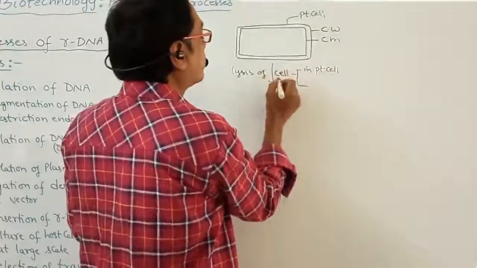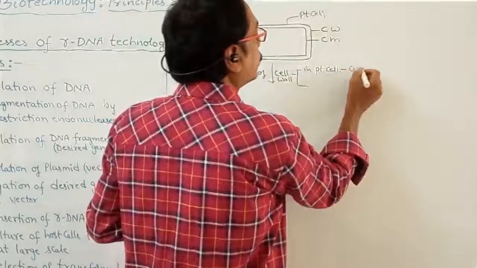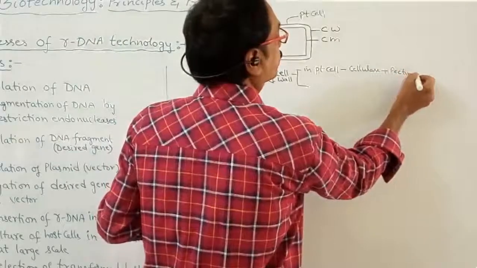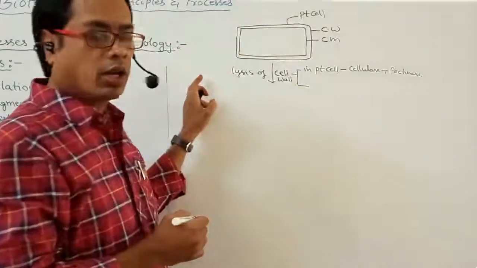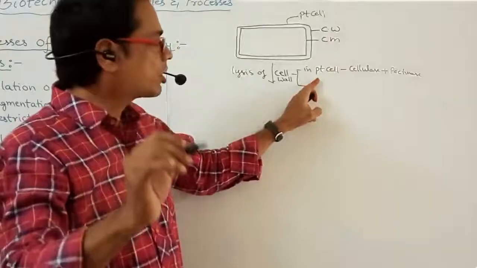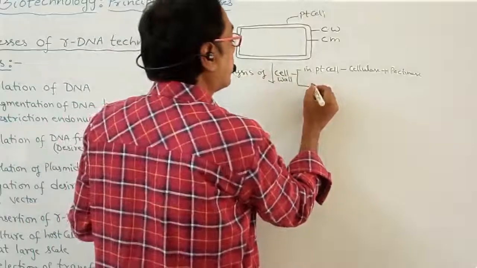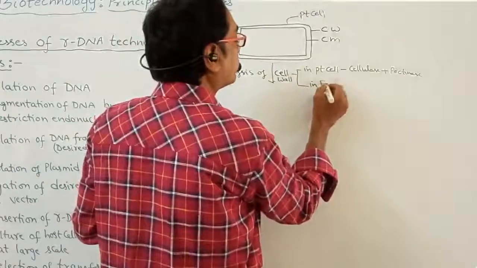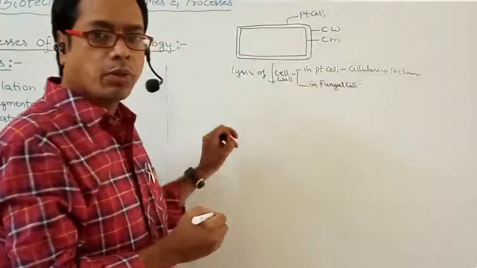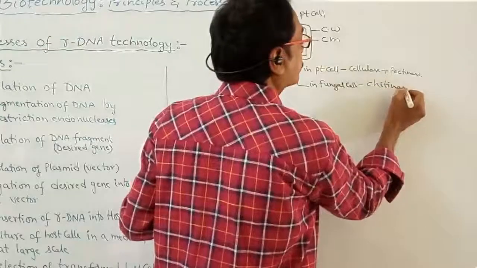Lysis of cell wall, or digestion of cell wall, in plant cell can be done by using enzymes called cellulase and pectinase. If a fungal cell is taken, the fungal cell wall is made up of chitin. That's why we have to use the enzyme called chitinase.